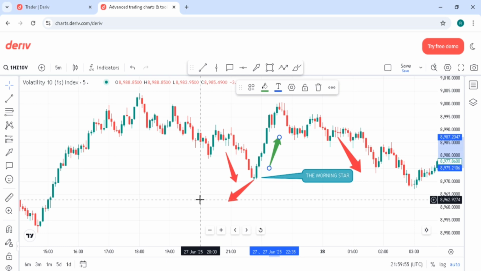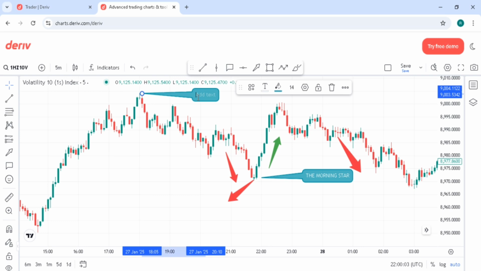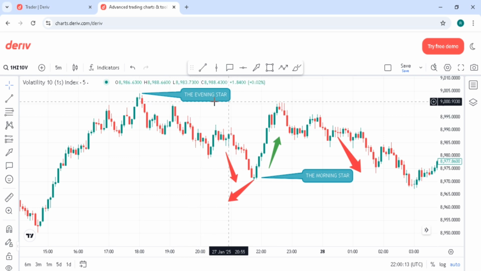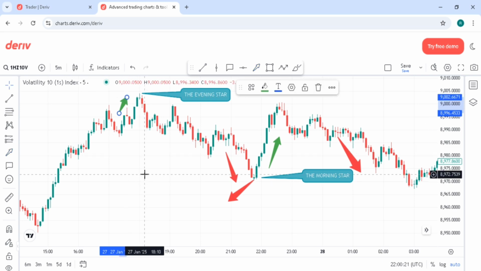So the other one is the evening star. The evening star is the opposite of the morning star. So the evening star is formed after an uptrend. There has to be an uptrend. Then after an uptrend, a green candlestick is formed, followed by a small body candlestick. It could be a doji, it could be a spinning top candlestick, and then a red candlestick.